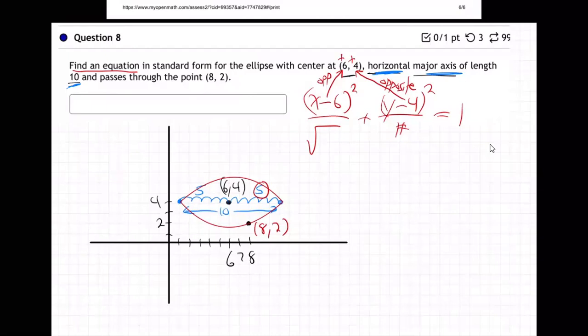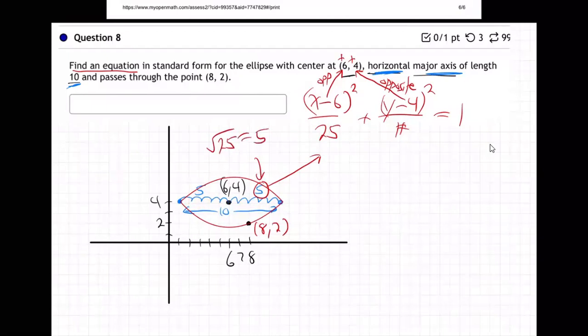Because we know from the center, you go right 5 and left 5. So I shouldn't write square, I should just write 25, because the square root of 25 is 5.